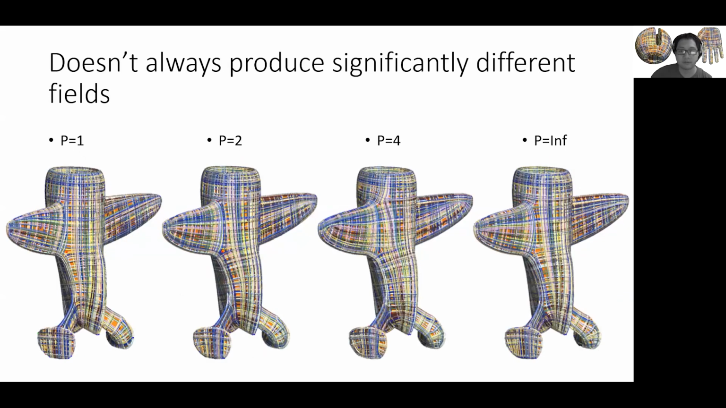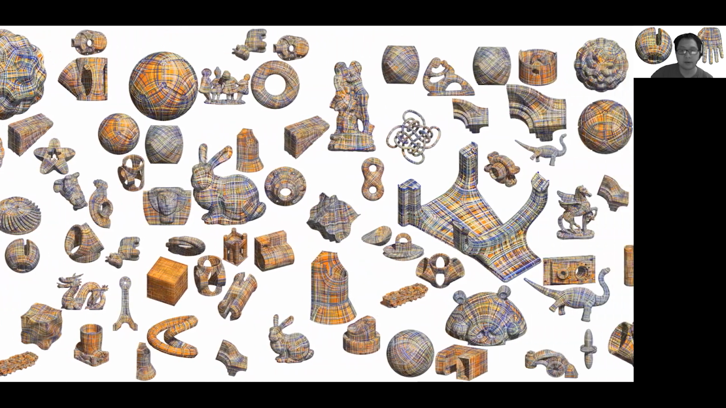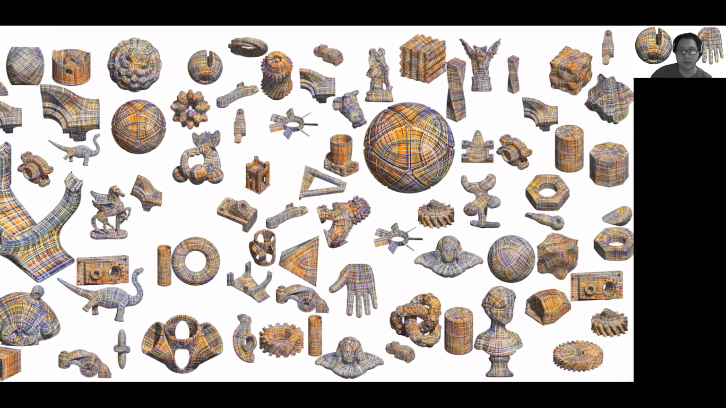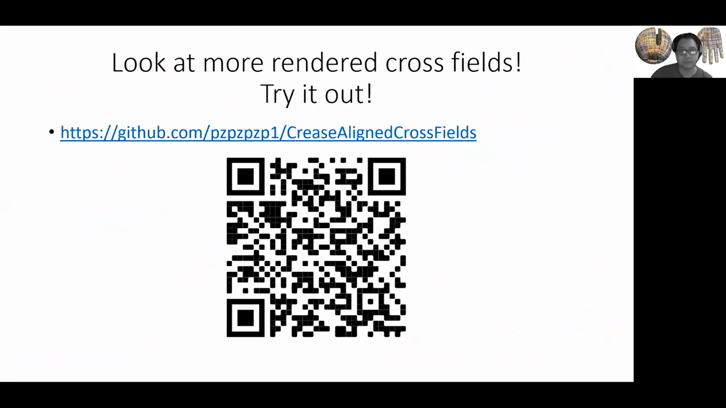While there's an infinite family of energies in our class, the minimizers don't always produce very different results. It really depends a lot on the base geometry, and so if you have a fairly smooth triangle mesh, the resulting crossfields can be pretty similar. We really have hundreds more experiments with large parameter sweeps and comparisons with many more previous works, but there are just too many to show.